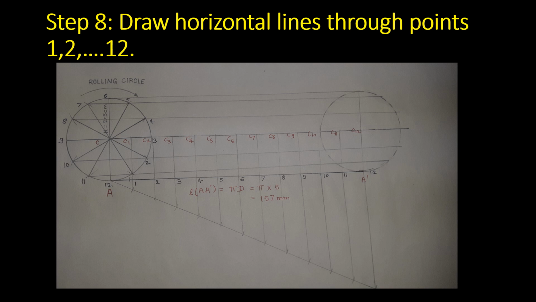Step 8. Draw horizontal lines through points 1, 2 up to 12. So just see here, I have already marked lines through points 1, 2, 3, 4, 5 up to 6, and then from point number 7 to point number 11, the same line will continue, because point 11 and 1 lie on the same line. Likewise for point number 2 and 10, point number 3 and 9, point number 4 and 8, and point number 5 and 7.